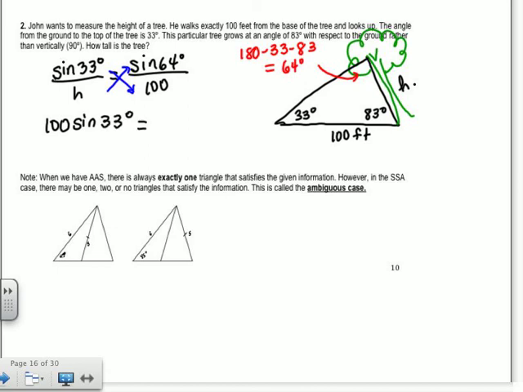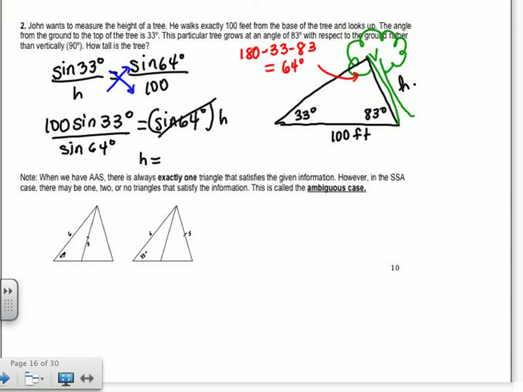So I'm going to cross multiply and I get 100 times sine of 33 equals sine of 64 degrees times h. I can see I'm going to divide by that sine of 64. So I'm going to do 100 times sine of 33 and then divide by sine of 64.